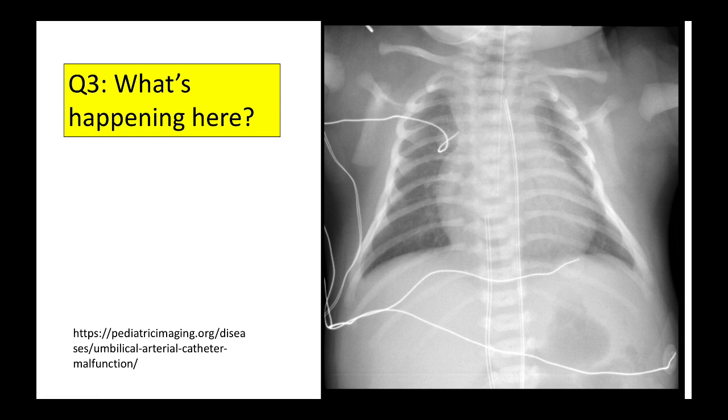Then it also looks like both the UAC as well as the UVC are in too far. Again, it looks like the UAC has gone all the way up the aorta and into the superior vessels. And you can see that the UVC is well inside the cardiac silhouette. So both of these need to come out, but they're going to be easy to pull out. That's not going to be an issue.